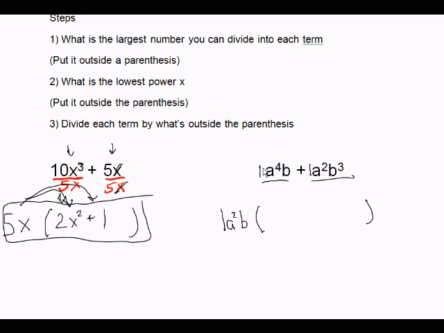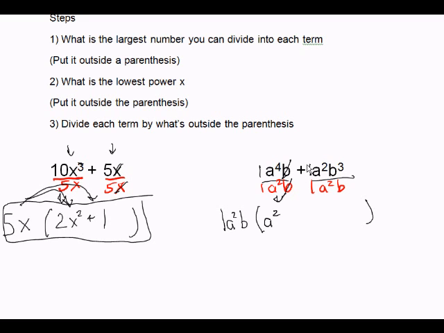And the last step, divide each of these terms by what's outside the parentheses. 1 a squared b, 1 a squared b. And bring your answer straight down. 1 divided by 1 is 1. I'm not going to put the 1 this time. a to the 4th divided by a squared, you subtract the powers. Even though it's dividing, when you divide numbers with the same base in exponents, you subtract. 4 minus 2 is 2, so I have a to the 2nd power.